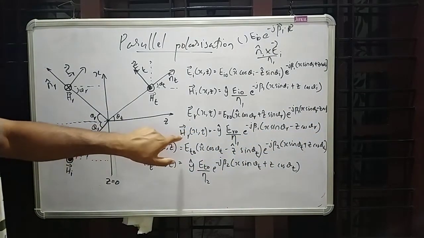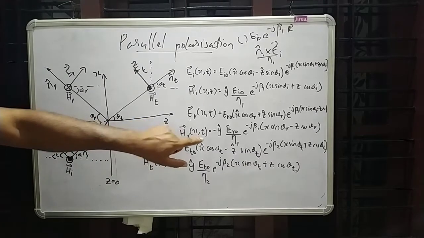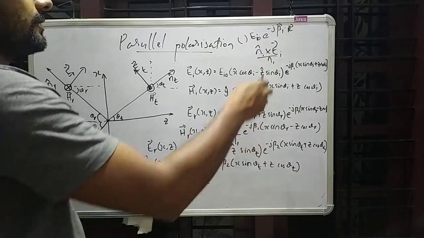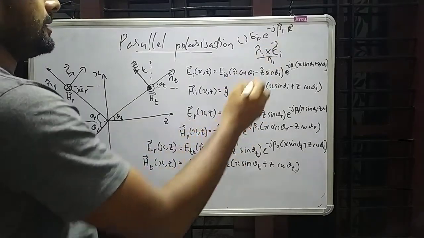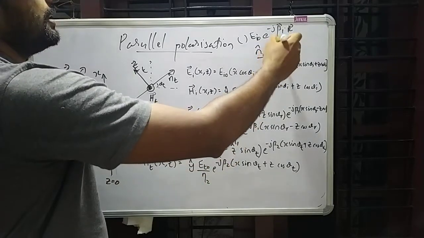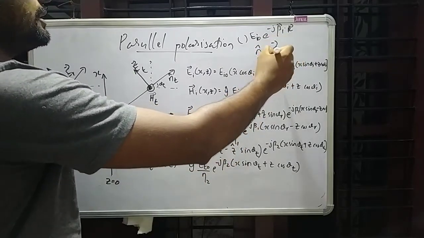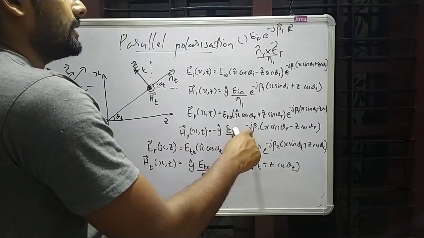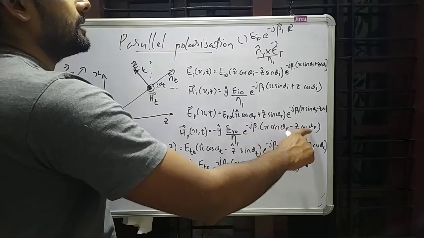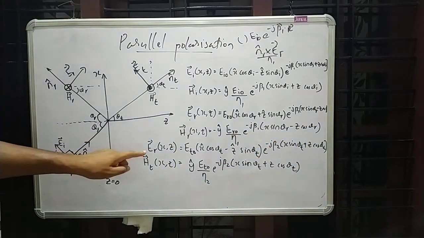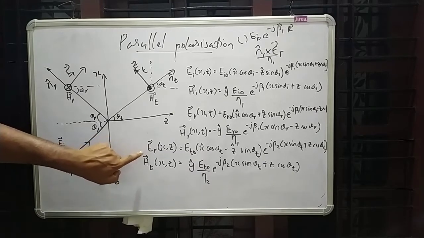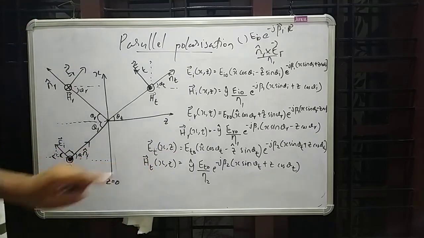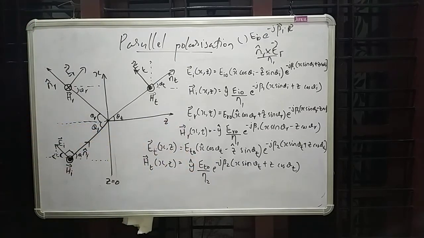As well as the reflected magnetic field H_r as a function of x and z. If you use N_r cross E_r divided by eta 1, we get minus y cap E_r0 over eta 1 into e raised to minus j beta 1 x sin theta_r minus z cos theta_r. Similarly, we will get E transmitted and H transmitted in this manner.